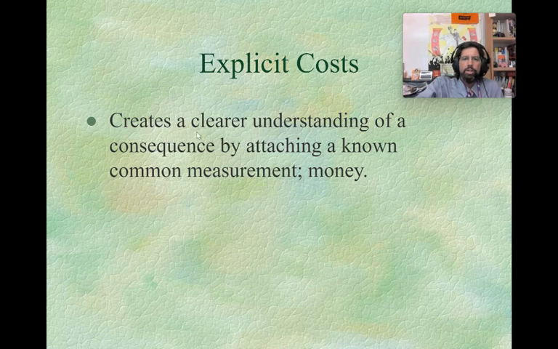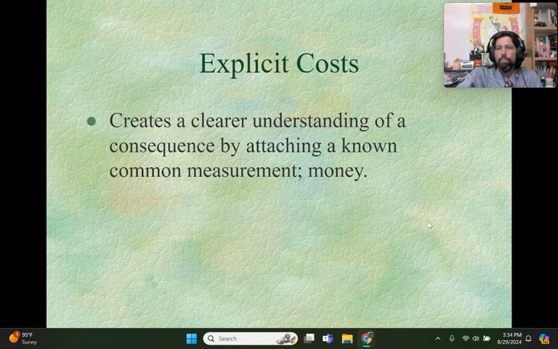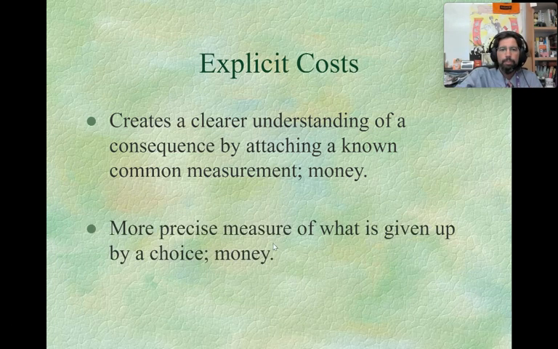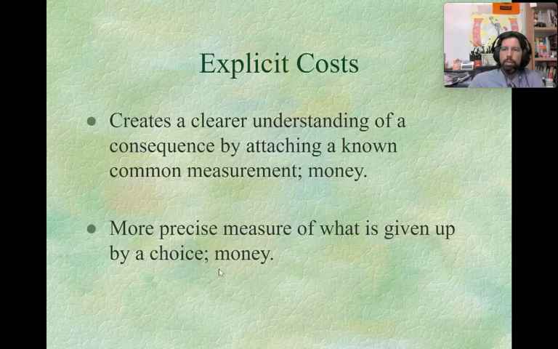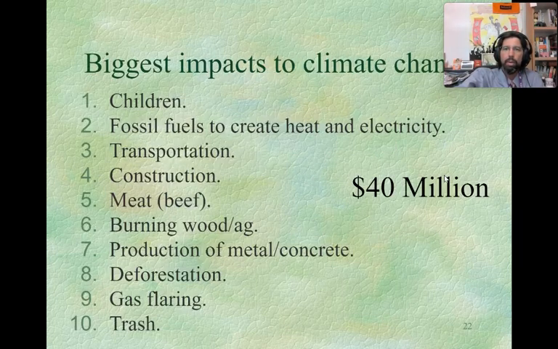What it does is create a clear understanding of a consequence by attaching something that we all know in common, and that is money. We don't know the value of everything unless we have a standard that we set, and say, okay, we all agree that this is money and that money has that kind of value. So when we have an explicit cost and we see that number, that price, we can all attach an understanding of how valuable something is. The common measurement is money. So this is a more precise measurement of what is given up in a choice. When you walk into a store and buy a gallon of milk, and the gallon of milk is 4.50, you know what that feels like because you lost the 4.50, and we all have that in common about losing money.